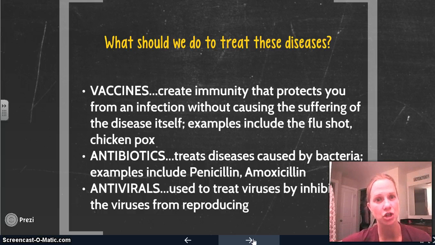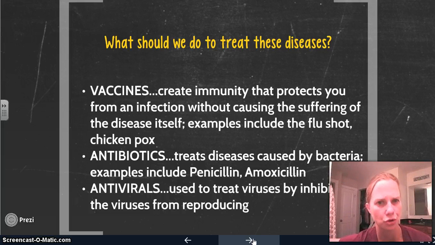So that's a prevention. An antibiotic is used to treat only bacterial infections. Penicillin, amoxicillin, you may have been prescribed that if you ever had strep throat or an ear infection. But it only treats bacterial diseases. So do not tell me that the flu is going to be cured by an antibiotic. Not so much. Antivirals are used to treat viruses.